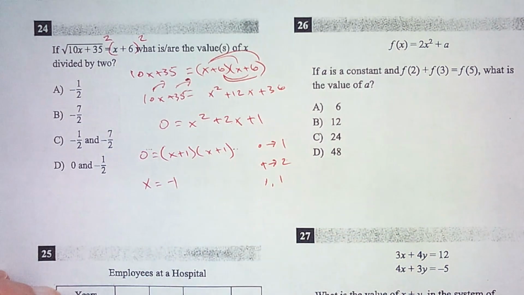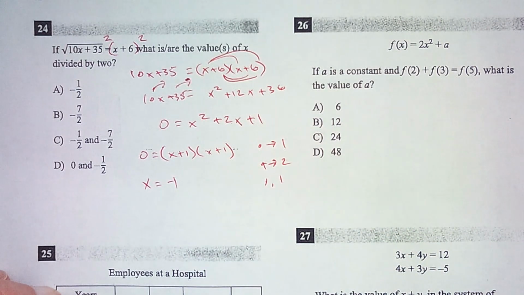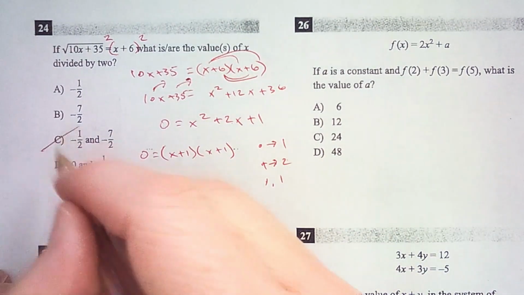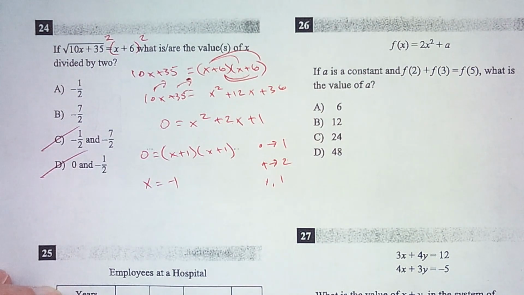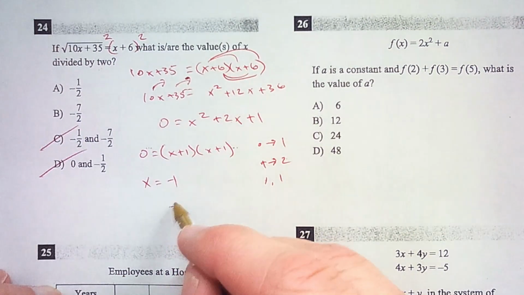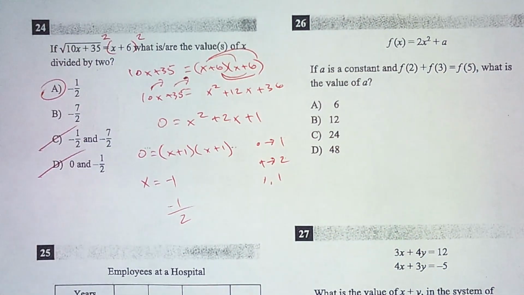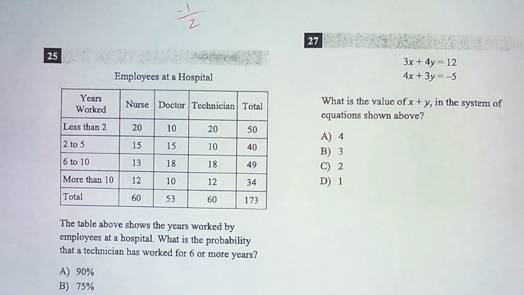Now what value of x makes this factor a 0? That value would be negative 1. What value of x makes this factor a 0? Also negative 1. So there's only one solution, so it's not going to be C and D. Okay, so I want the value of x divided by 2. So that is negative 1 divided by 2. Option A.